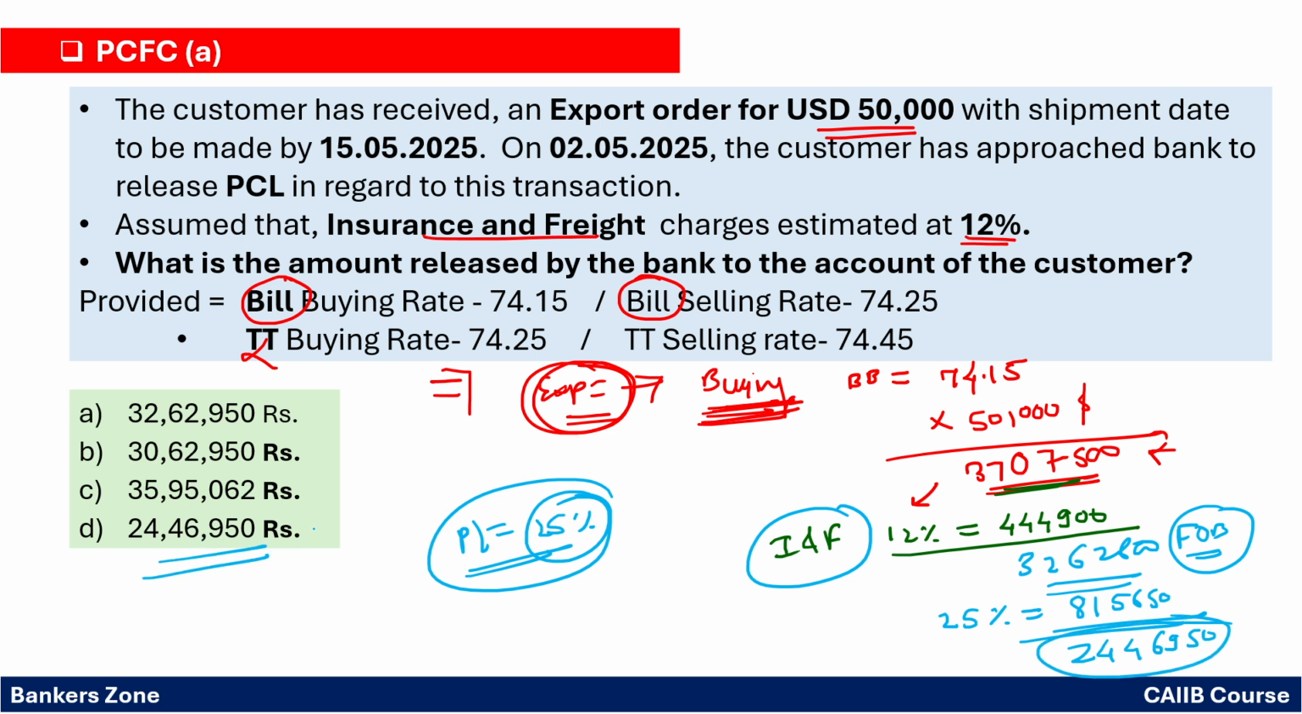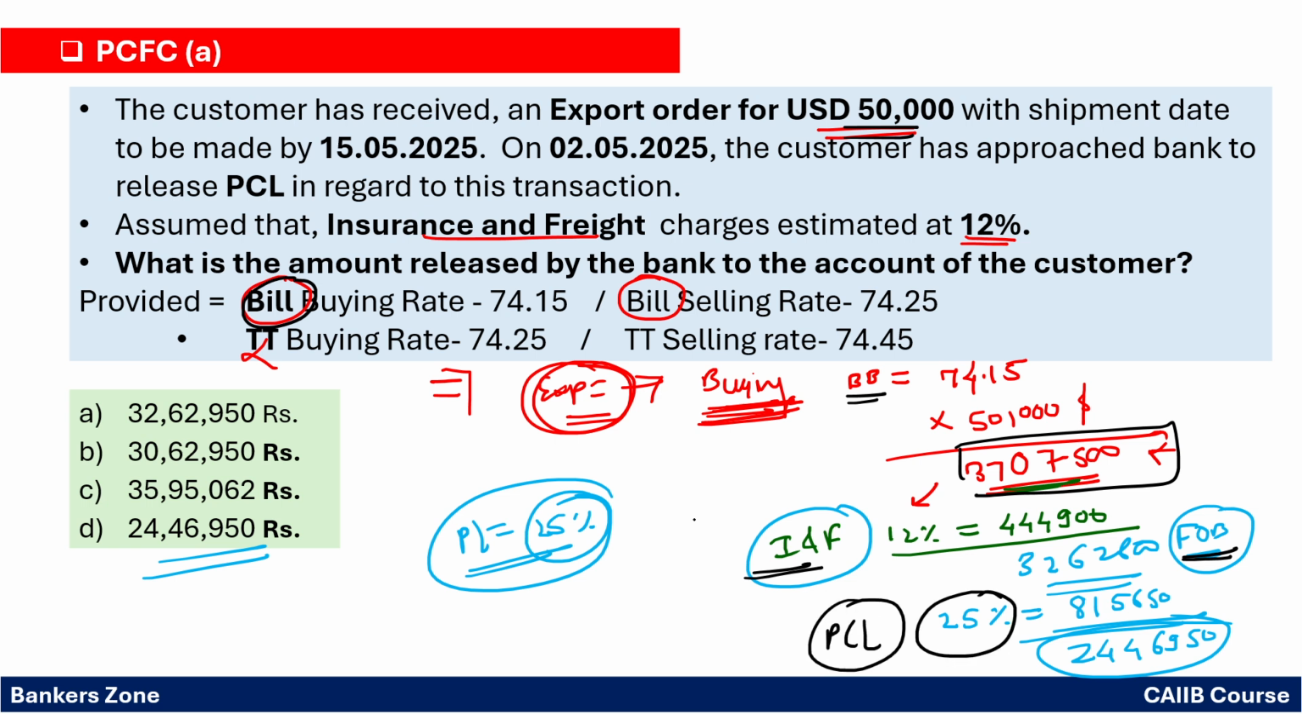So very simple. How to solve this type of problem? See, first you have to identify whether it is a buying case or selling case, and obviously when documentation is involved, you have to use the bills rate. Then 50,000 is the amount of dollars. Simply find the rupee equivalent, subtract the insurance and the freight, and you will get the FOB value. From that FOB value, you have to subtract the PCL margin, the pre-shipment packaging credit margin. So 25% you have to subtract.